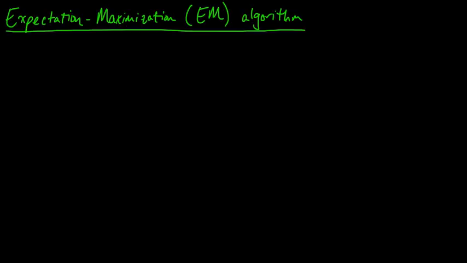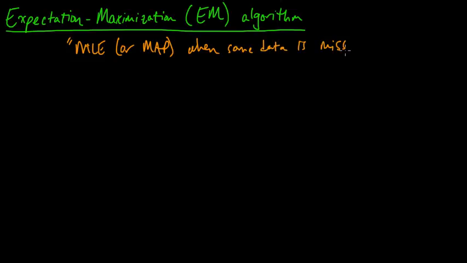The expectation maximization algorithm, or the EM algorithm as it's known, is actually a class of algorithms. It's more of an approach to deriving an algorithm for approximately obtaining maximum likelihood or maximum a posteriori estimates of parameters when some of the data is missing. So one example of this is in the hidden Markov model.